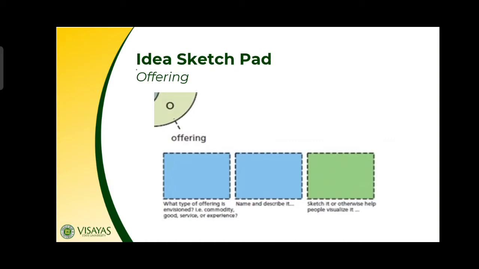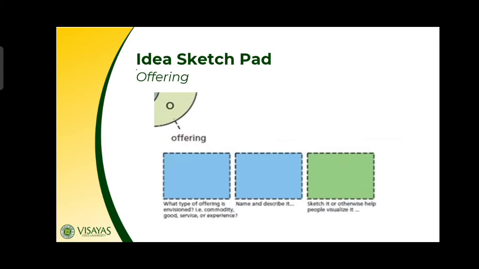So describe it, and if you can, create a sketch or an image of it, or post an image of what you want to offer. So in the blue boxes, what are the types of offerings you envision? What are the name and the size? So you describe it there. On the green one, you may include a picture or a drawing or a sketch of it. So that is for the offering.